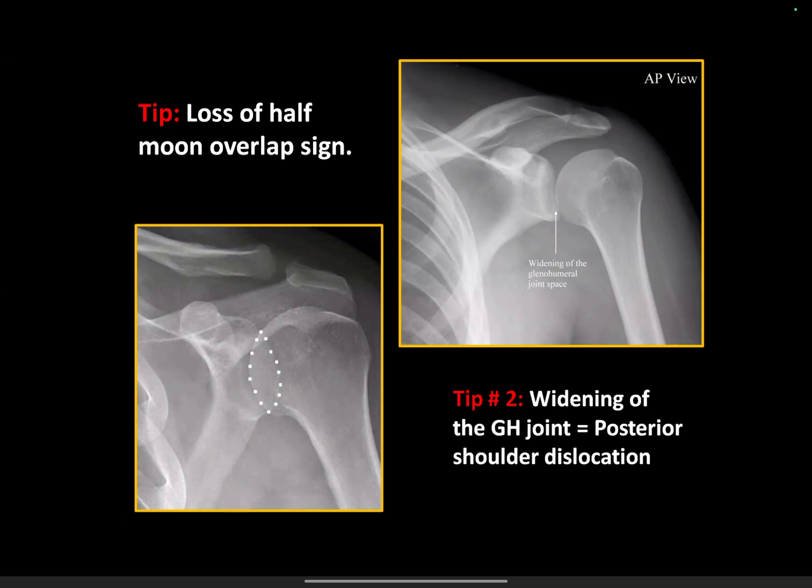A Grashey view basically happens with slight angulation of the tube, and it is done to remove the overlap between these two bones. So make sure before calling it a light bulb sign that the technician did it as a frontal view rather than a Grashey view. We don't want to misdiagnose it depending on a technical fault.